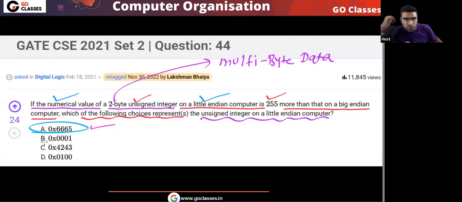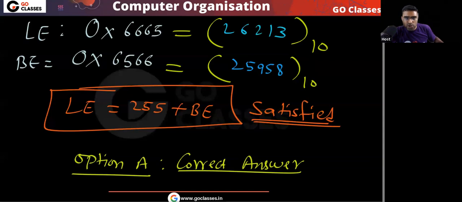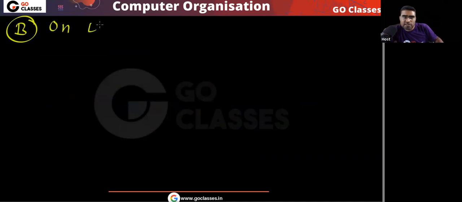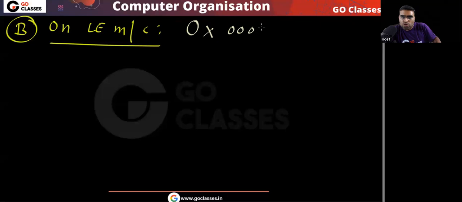Let's check the remaining. What about option B, 0001? You have understood the question, and that is the most important part. Once you have understood the question, you can solve any question. What the question is saying in option B is: on a little Endian machine, your data looks like 0001.